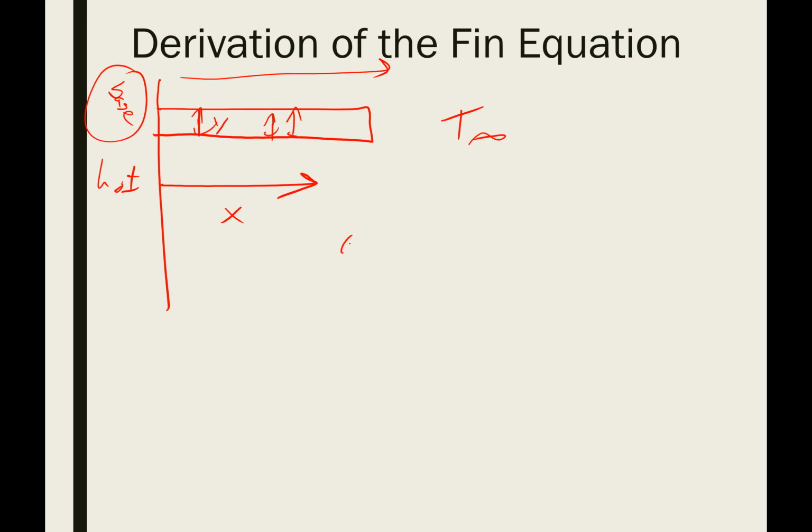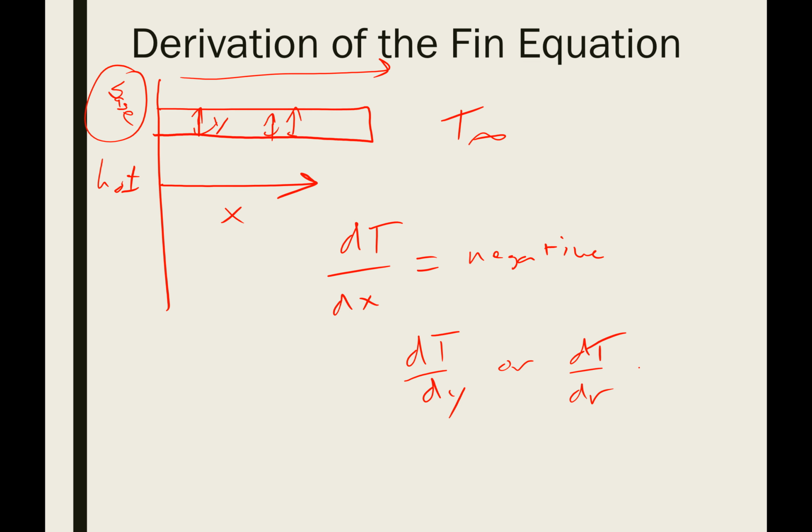So we definitely expect that dT/dx is some finite number. And if this were a hot system, we'd expect that dT/dx is going to be negative. Or if it's a cold system, we'd expect dT/dx to be positive. Then for dT/dy or dT/dr, we're just going to neglect temperature variation in that direction. So this is an approximation that we're making, which will make these equations much easier to deal with. Otherwise, we're dealing with a two-dimensional problem.